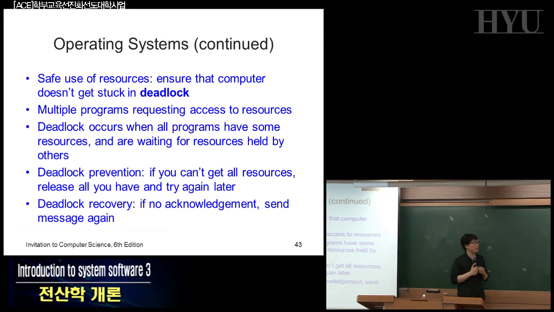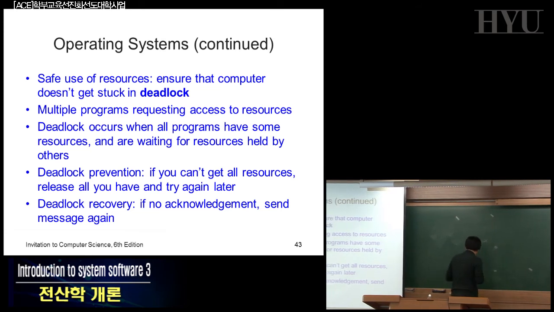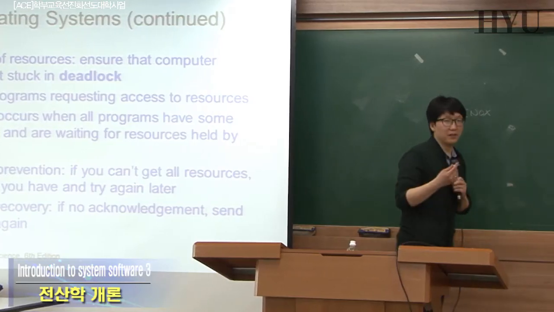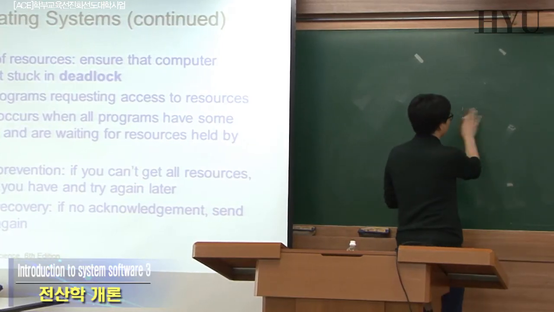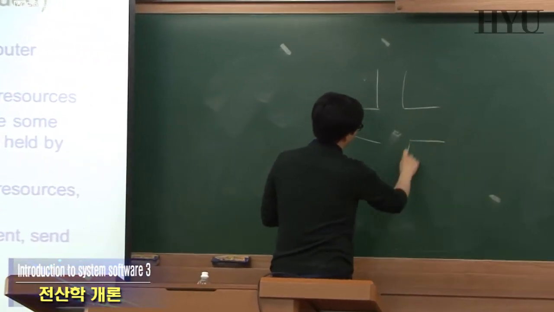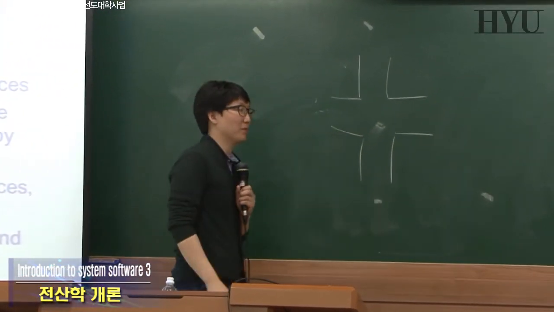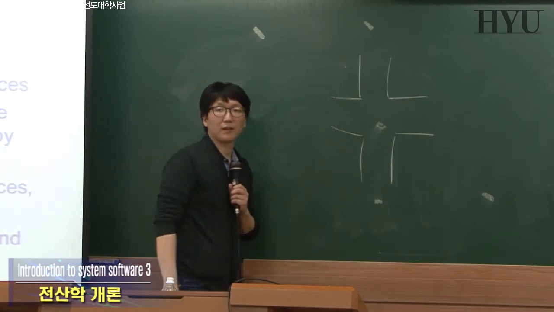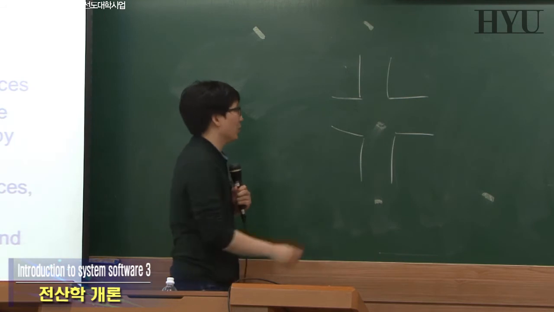Deadlock situations also refer to... 이것도 맞는지 모르겠는데. When I explain deadlock, I usually explain it this way. I think this was one of the examples for the deadlock explanation. 이거 뭐야? 사거리.